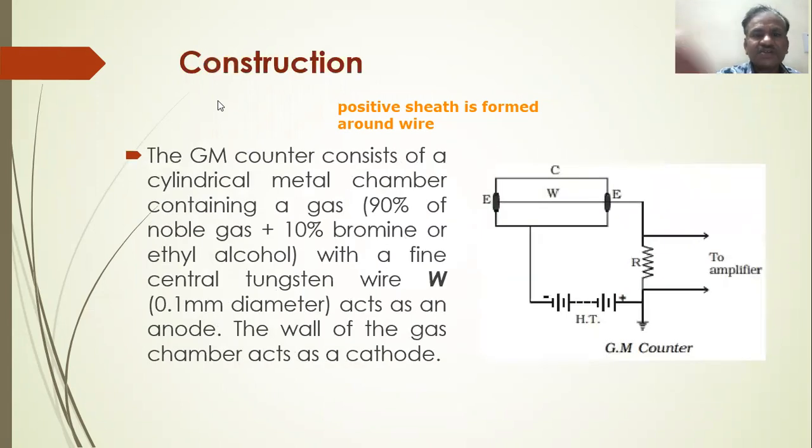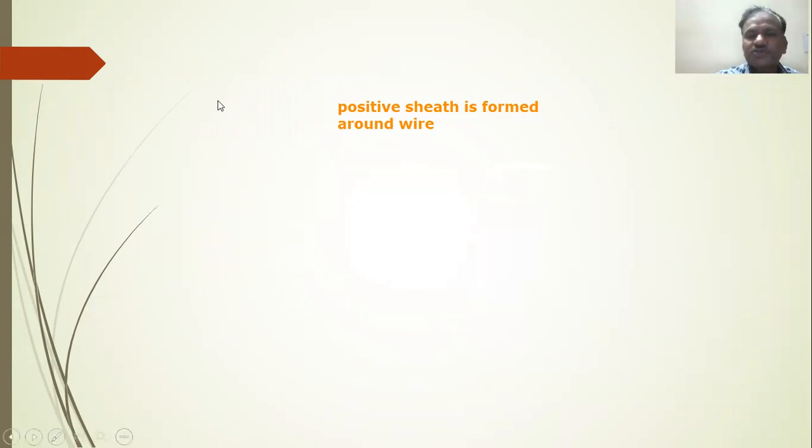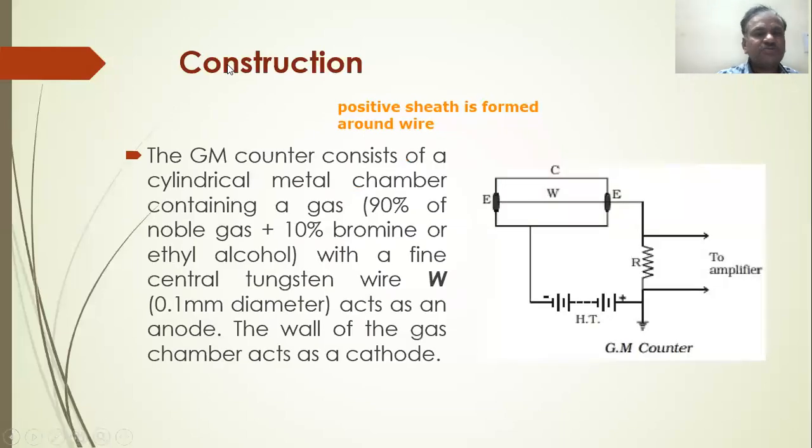Here, around this wire, a positive sheet of ions is formed. Because the positive ions are very, very heavy, all the positive charges accumulate more around this wire, and it takes more time for them to travel. I told you that.